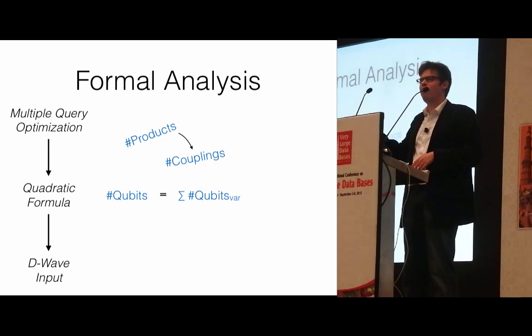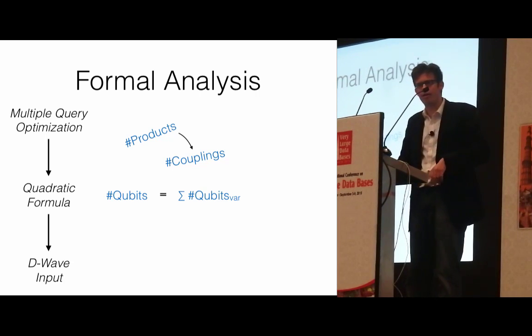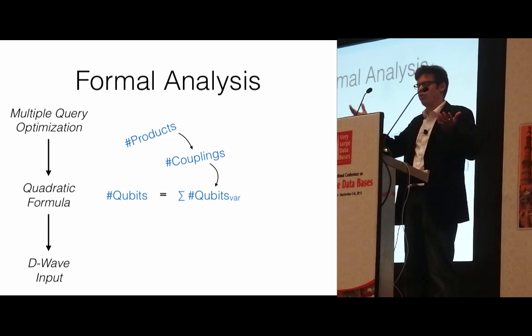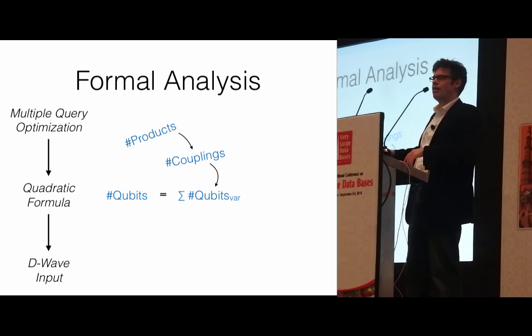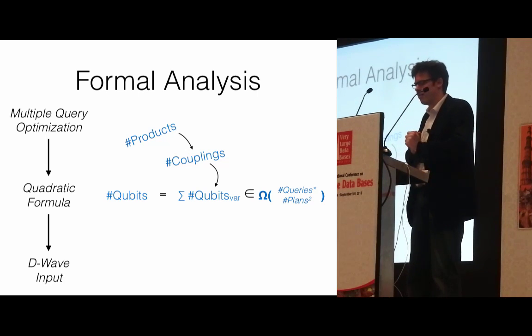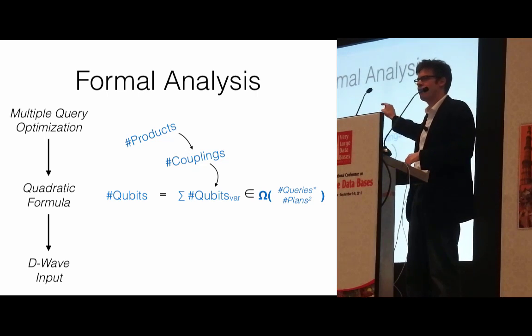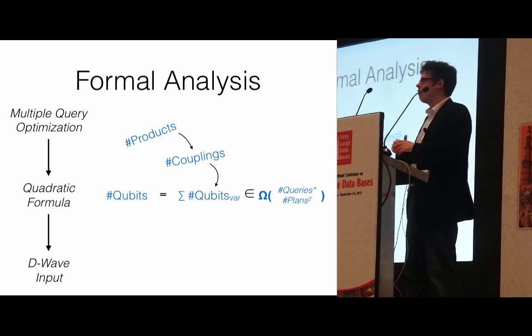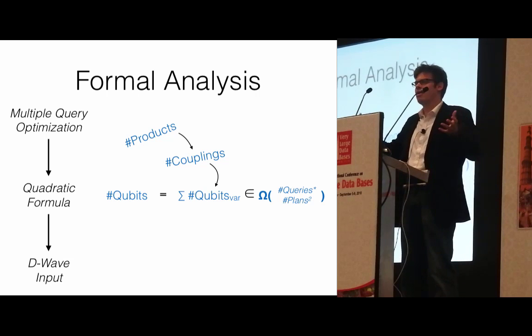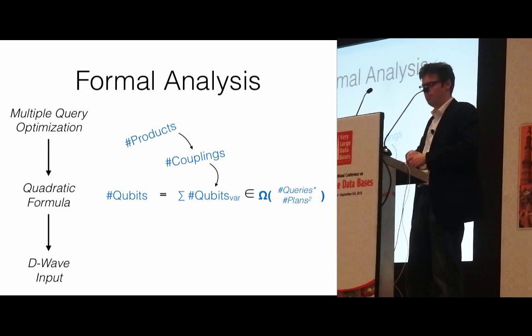And since the number of couplings per qubit is a constant, it at the same time gives me a lower bound on the number of qubits that I need, which grows linearly in the number of queries for constant cluster sizes, but quadratically in the number of plans. And later in the experiments, we will also see that indeed the number of queries that we can represent is much higher than the number of plans per query.